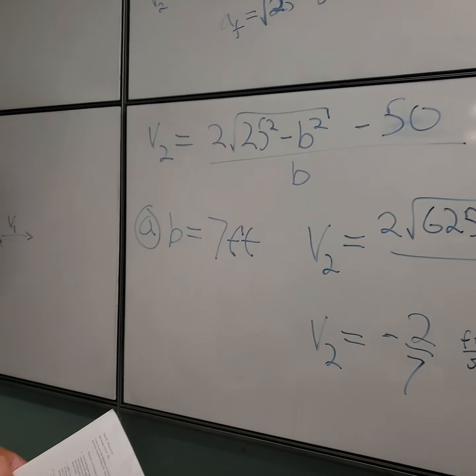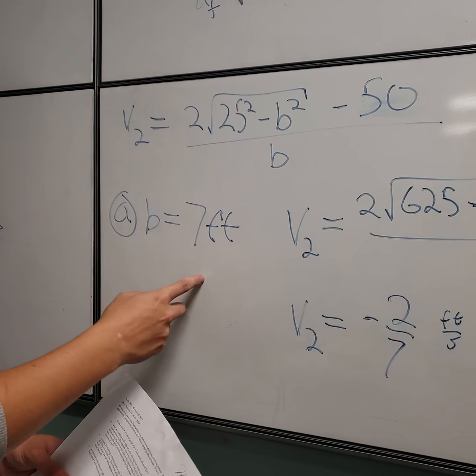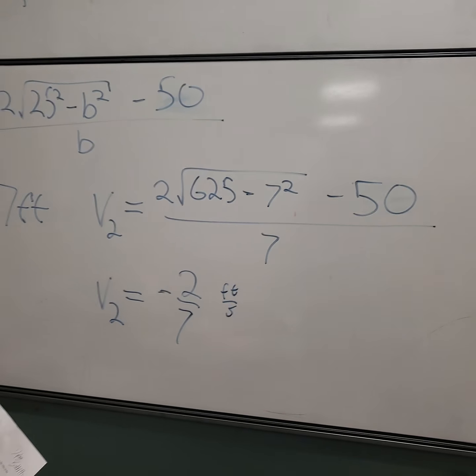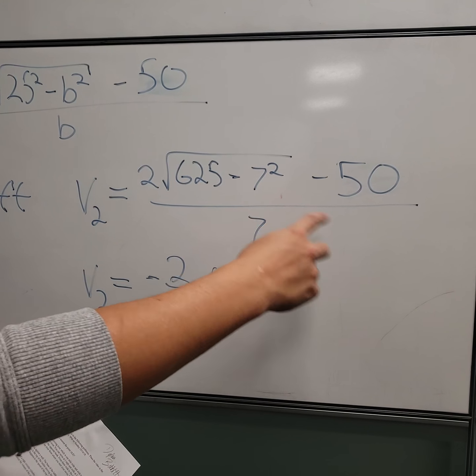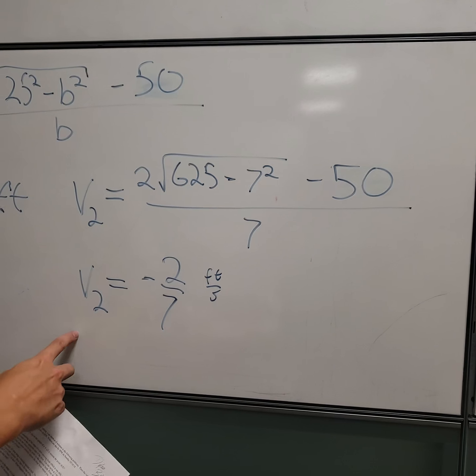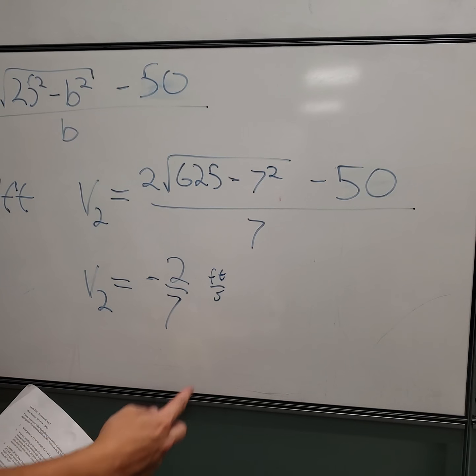For part A, we were asked, what if B equals 7 feet? What would the velocity be of the ladder being pushed down? V2 equals, plug in 7 for B, and we get negative 2 over 7 feet per second.